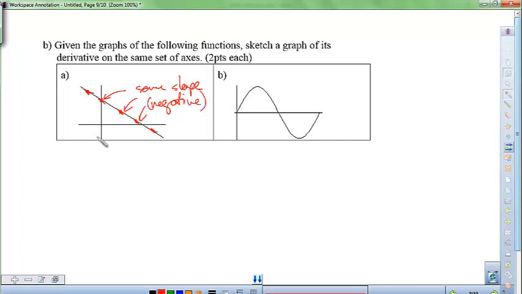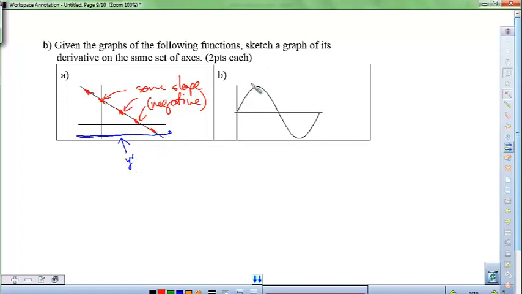So again, not knowing the value of the tangent line, if I were just to pick a negative value, same value, I can just draw a line down here that's horizontal that gives me all the same values, and it's all negative because it's all below the x-axis. So this would be your derivative for this problem.